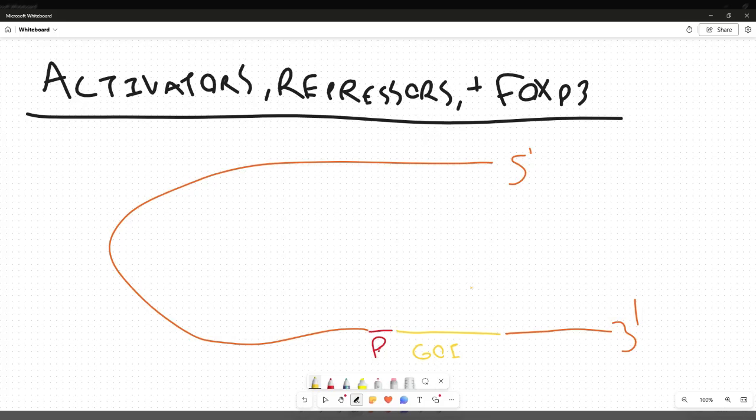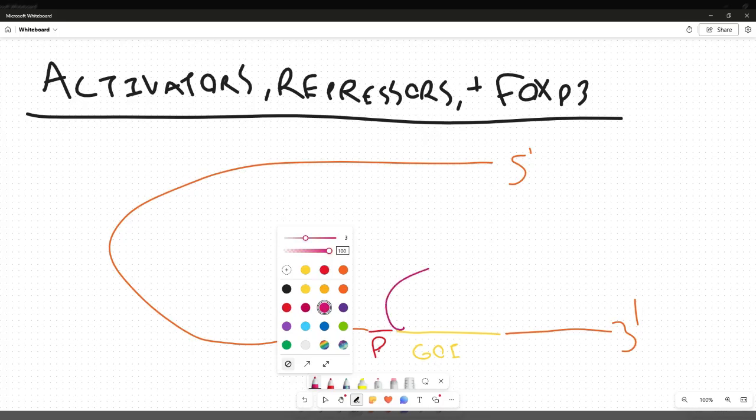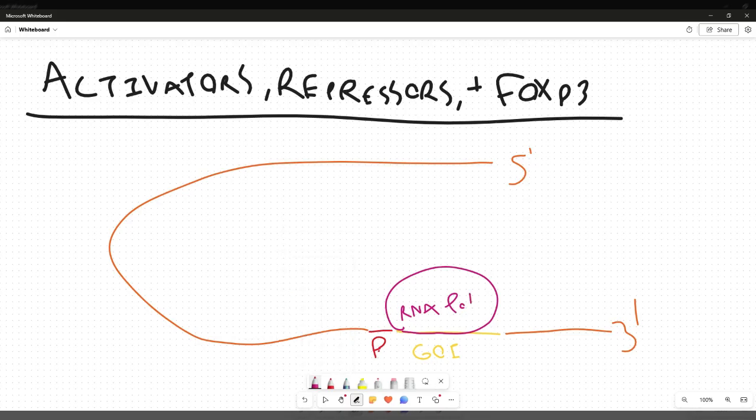Say this is a gene of interest I either want to or don't want to sort of transcribe. And as you'll probably remember, the general mechanism of transcription, which I'll make in, let's do purple: I'll have my RNA polymerase, RNA pol. My RNA polymerase will land on the promoter and the gene of interest and spit out a pre-mRNA.